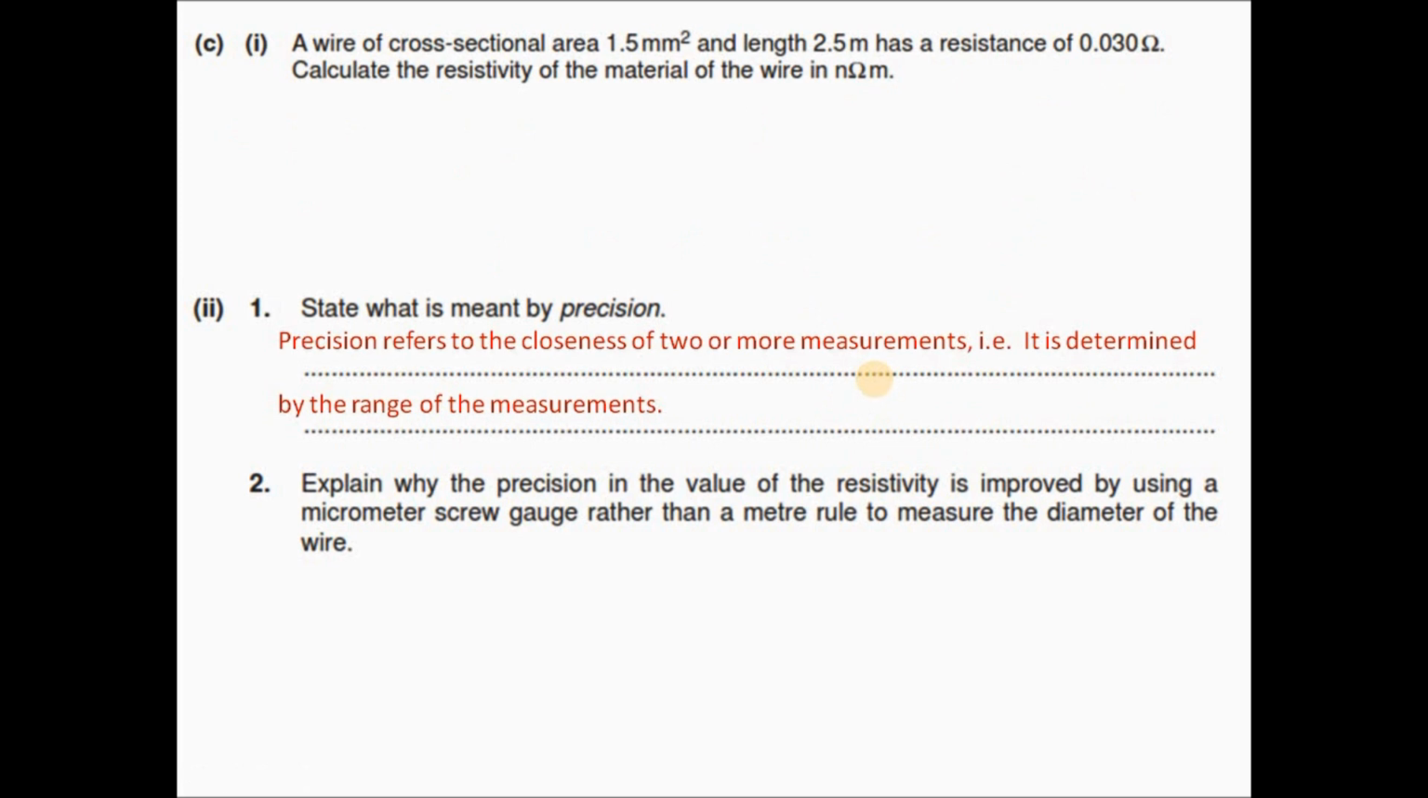You can rephrase the statement in your own wording. Explain why the precision in the value of resistivity is improved by using a micrometer screw gauge rather than a meter rule to measure the diameter of the wire. Of course, if we use the micrometer screw gauge, we would have a more precise value. The reason is the meter rule has a resolution of 0.1 centimeter or 1 millimeter, while the micrometer has a precision of 0.01 millimeter. That means the micrometer screw gauge can measure to 0.01 millimeter, so it is more precise. That means we have a smaller percentage uncertainty if we use the micrometer screw gauge.